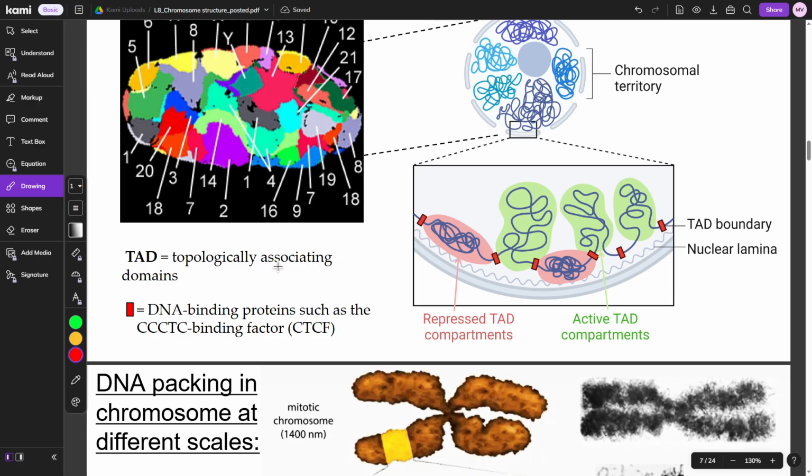The other thing is that chromosomes and DNA within the nucleus are bound using these DNA binding proteins, and you can see those here. These binding proteins help bind the DNA to the nuclear lamina so it doesn't just float around mindlessly in the nucleus.